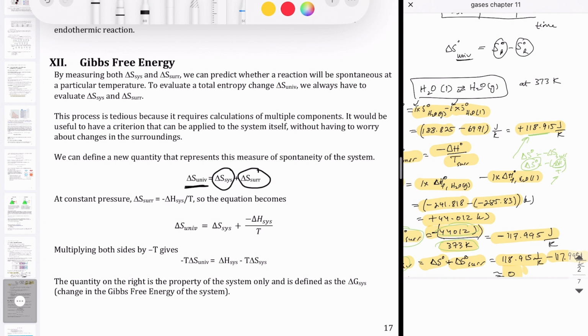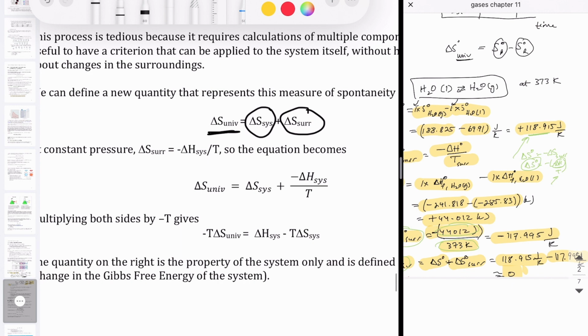And so, in fact, this was done by a chemist some time ago called Gibbs. And he basically reorganized the equation of the delta S of the universe and expressed it as a new thermodynamic property that we now call the Gibbs Free Energy. Okay, and the way it works is as follows.